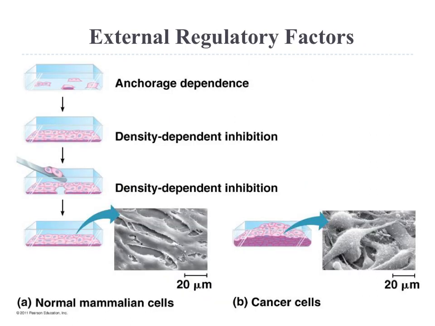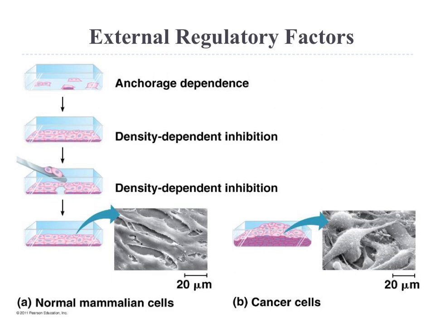So those 3 that we just talked about are what we call internal regulatory. There's also external regulatory, which is things on the outside of the cell. Those 3 examples would be anchorage dependence, density dependent inhibition, and growth factors. Anchorage dependence is like an anchor, like where the cell is.